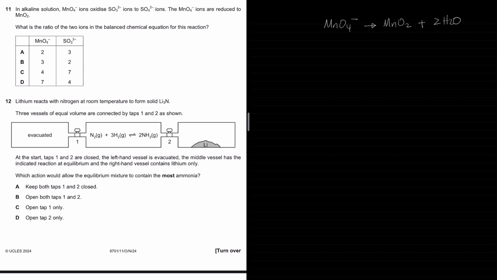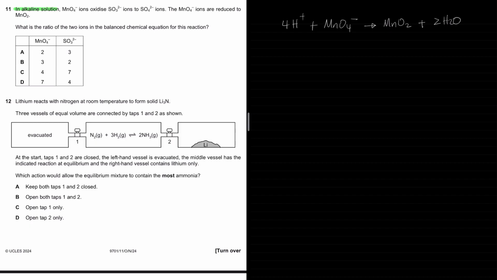Now the right hand side has the 4 hydrogens, and so I need to add 4 hydrogens on the left hand side. When we are adding hydrogens to balance, we add them as H+. I know the question said that we are balancing in an alkaline solution, but we will take care of the H+ at the end. So we've balanced the oxygens by adding water, we've balanced the hydrogens by adding H+, and now all we need to do is balance the electrons.